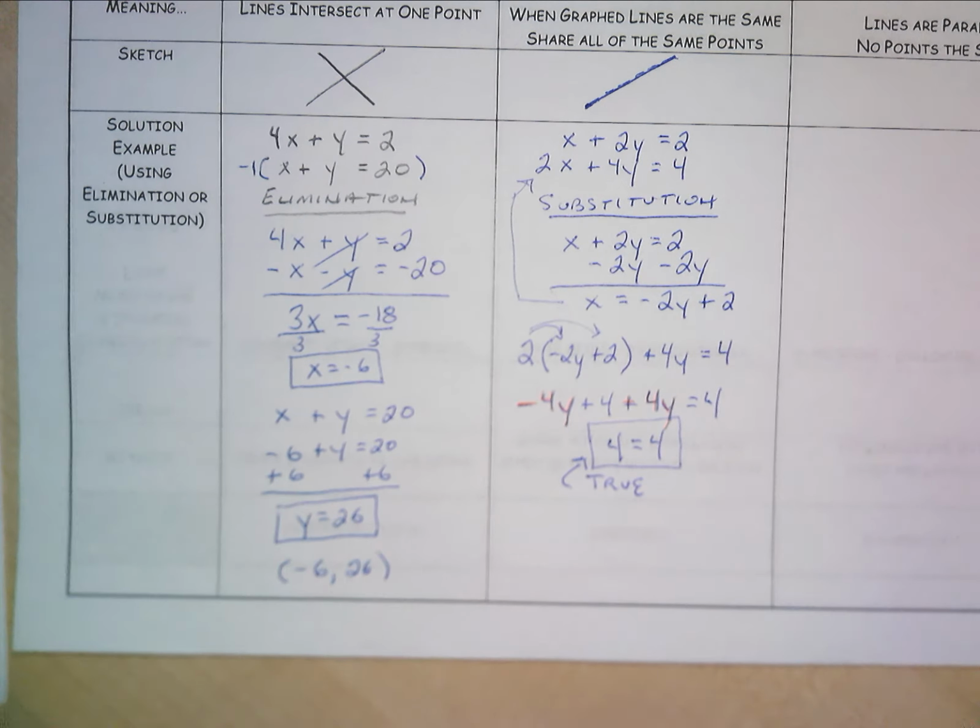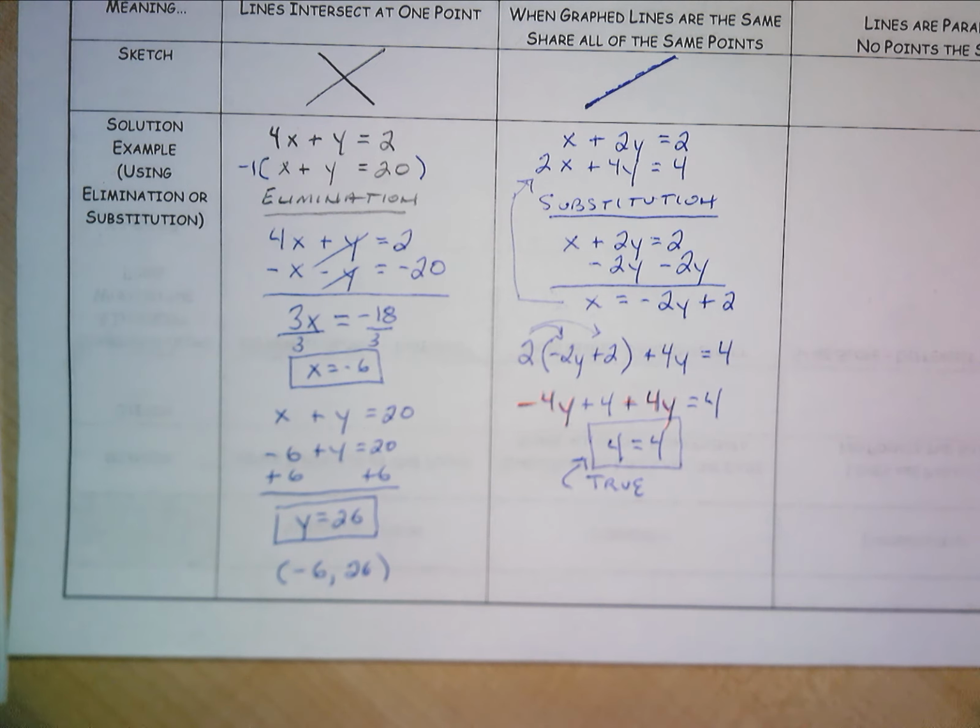And when I combine these 2 things, they went away. Negative 4y and 4y is 0. All I was left with on the left-hand side is 4. All I was left with on the right-hand side was 4. 4 does equal 4. That means every single point on each line they share.